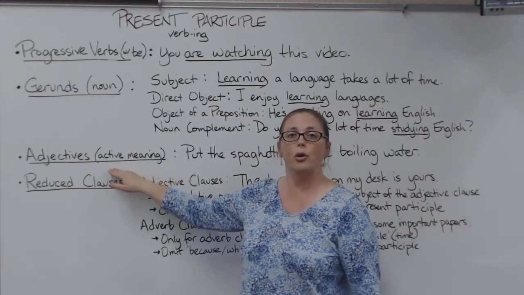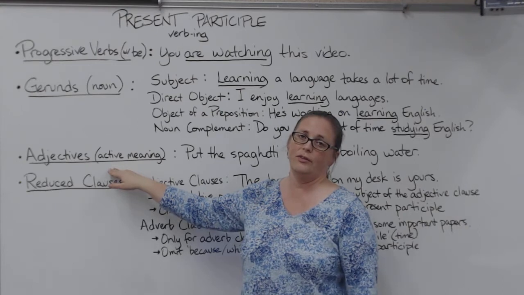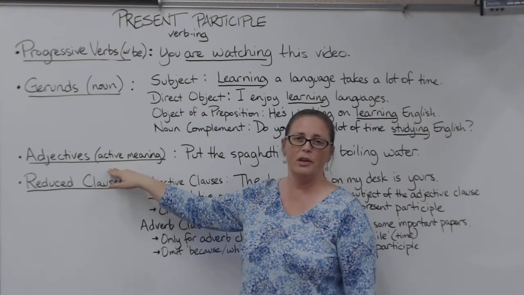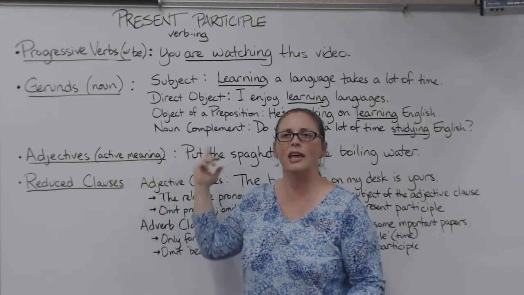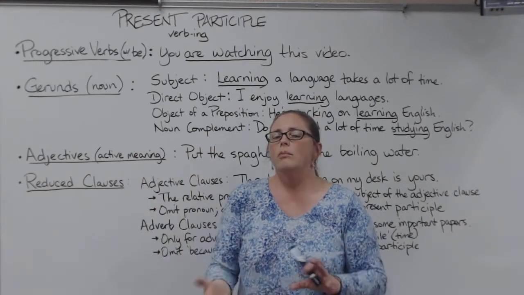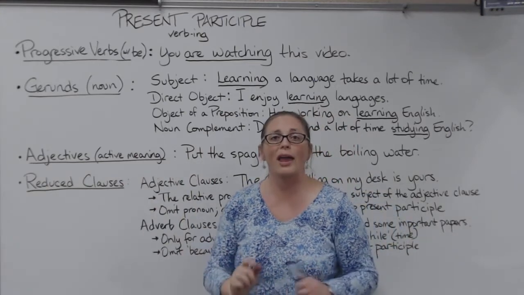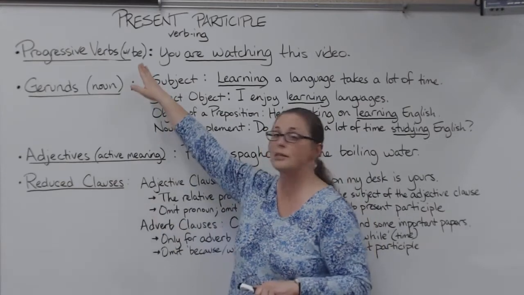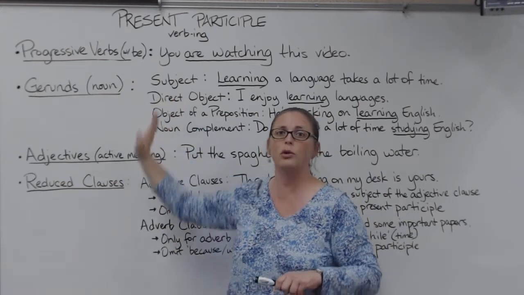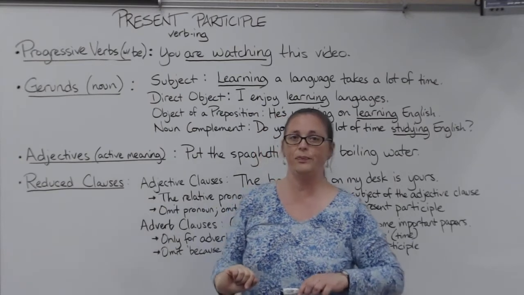You can also have an adjective that is a present participle. So you see what's happening. You're taking a verb and you're manipulating it. You're changing it to use it in different ways in the sentence. You can use it as a verb. You can use it as a noun. You can use it as an adjective.